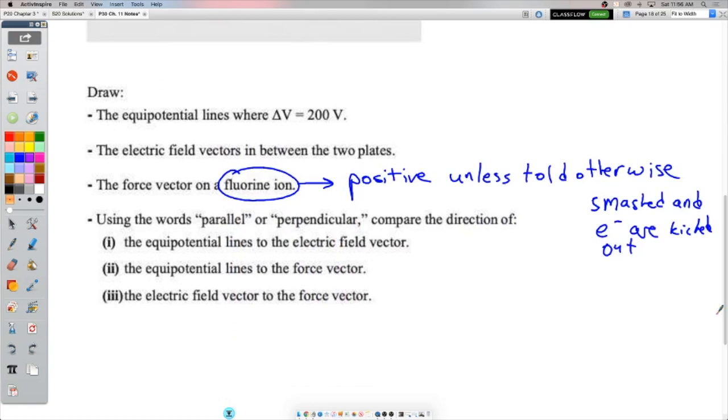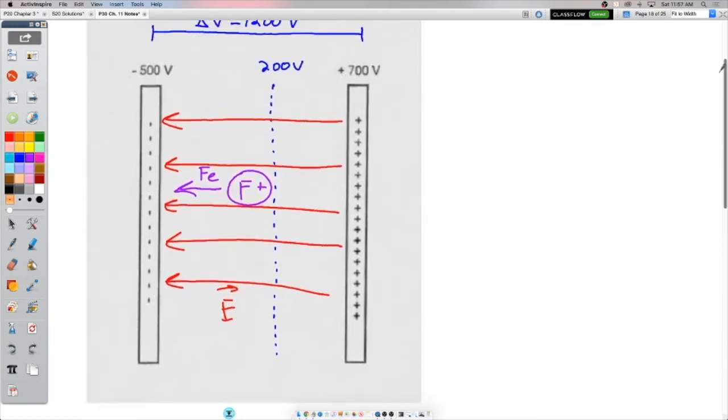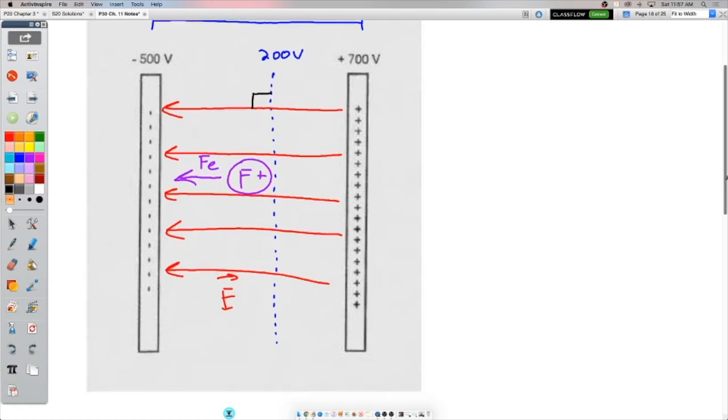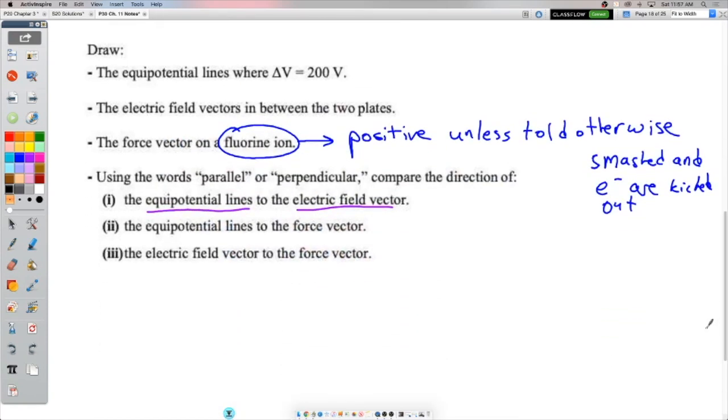Now, using the words parallel or perpendicular, compare the direction of the equipotential lines to the electric field vector. Okay, so the electric field vector is there, the red one. The blue one is our equipotential line. So how do they compare in terms of parallel or perpendicular? Well, they're perpendicular, right? That's at a 90-degree angle. So the equipotential lines in this case are perpendicular to the field lines. That's actually true for all equipotential lines.